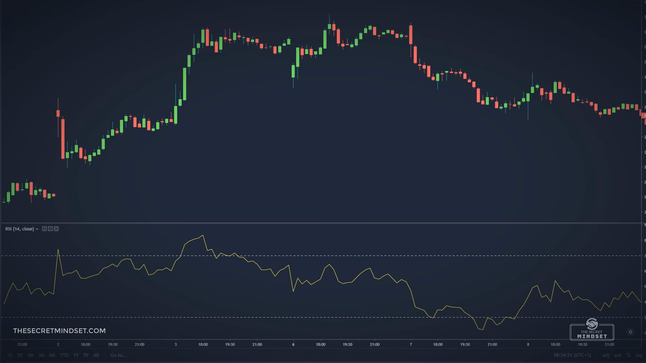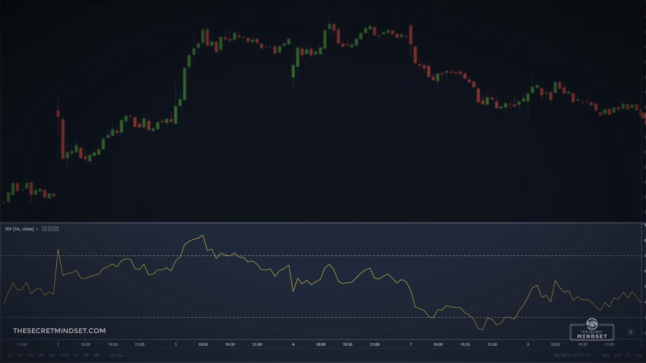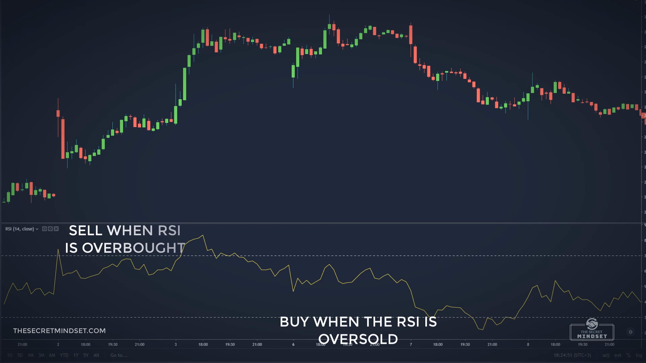The relative strength index. Every time I read an article or see a video about it, there's the same misconception every single time. It's an overbought, oversold indicator. You buy when the RSI is oversold, you sell when it's overbought. No, this doesn't work. Not by itself. You will not make money using the RSI in this way.